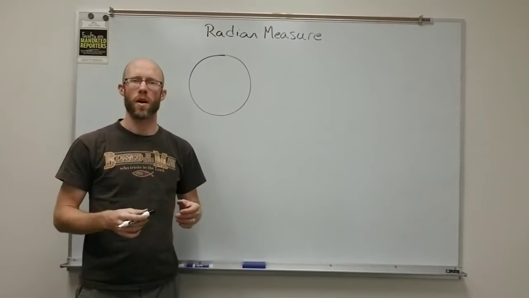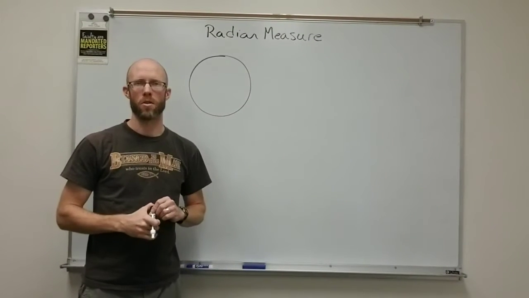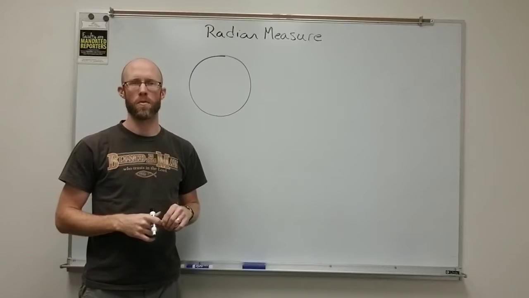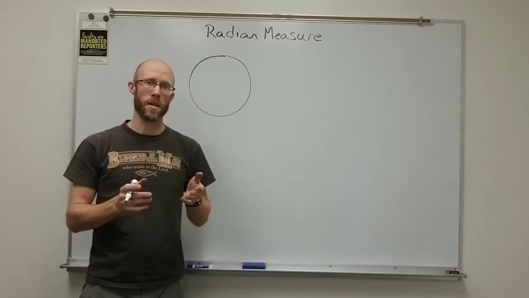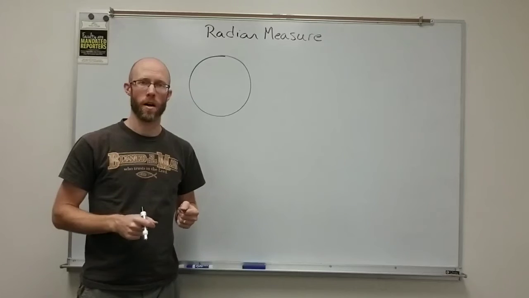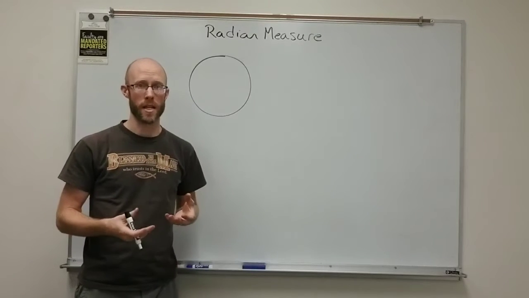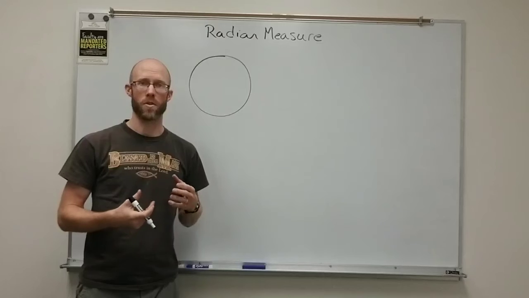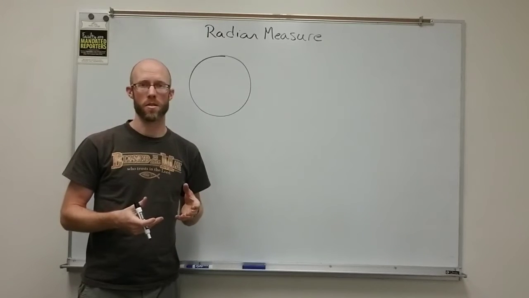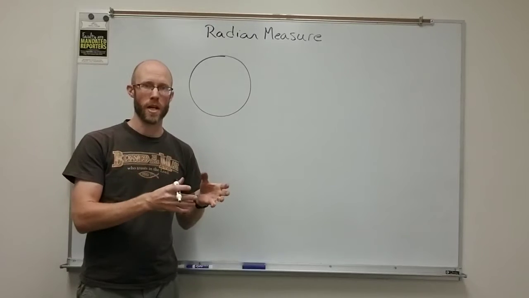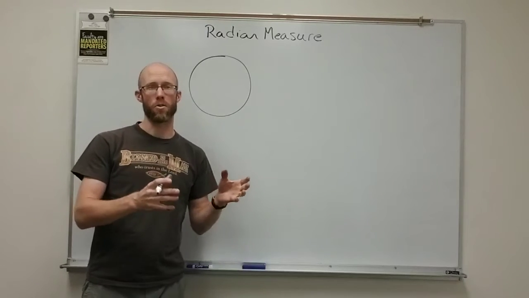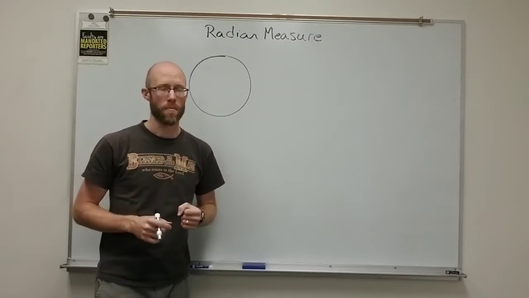Okay, as we continue on in this course, we're going to look at another type of unit for angles. In the past, we've seen degrees, minutes, seconds as our main unit, but now we're going to look at something called a radian. Radians are very useful for a variety of reasons, and so we're going to look at what a radian is, and then how to convert between radians and degrees.